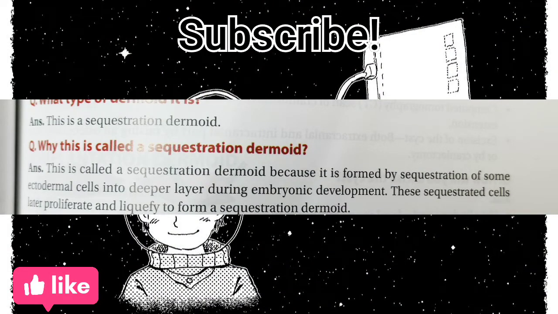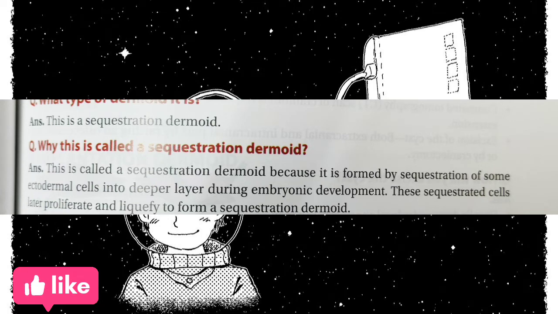Sequestration dermoid. It is called sequestration dermoid because it is formed by sequestration of some of the ectodermal cells into the deeper layers during embryonic development, right? So what happens? These sequestrated cells later proliferate and liquefy to form a sequestration dermoid. So what are the pathological features of a sequestration dermoid?